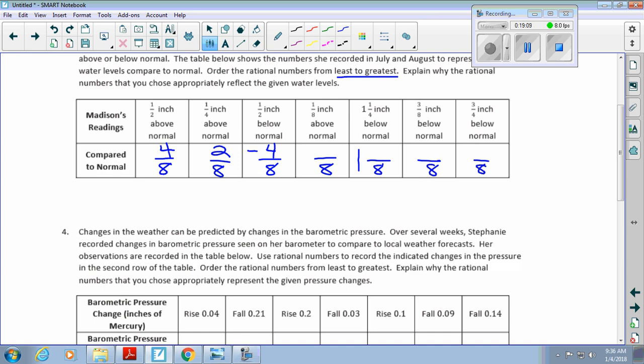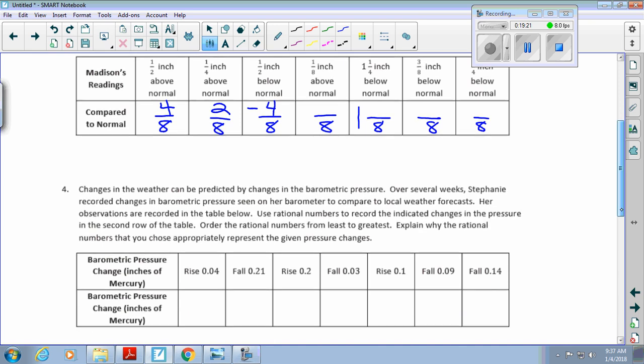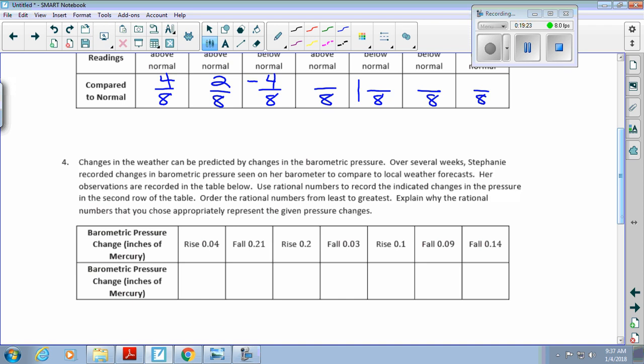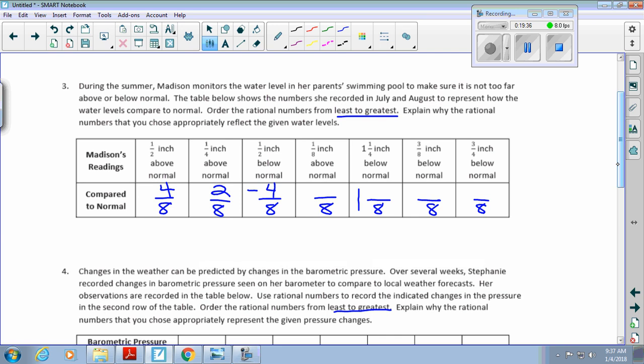Yeah. All right, so your job tonight is to finish this question and do the next question as well. Again, don't get hung up on the wording and, oh, what is barometric pressure? Whatever. Rise would be positive or negative? Positive. Fall would be positive or negative? Negative. Yep. So you're putting these in order from least to greatest on this example, and least to greatest on 3 as well. So that's your homework for tonight.